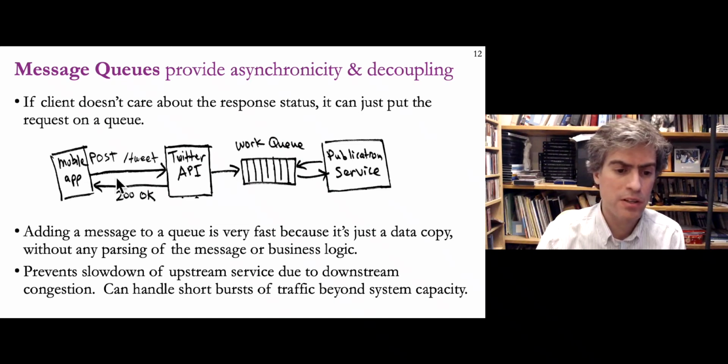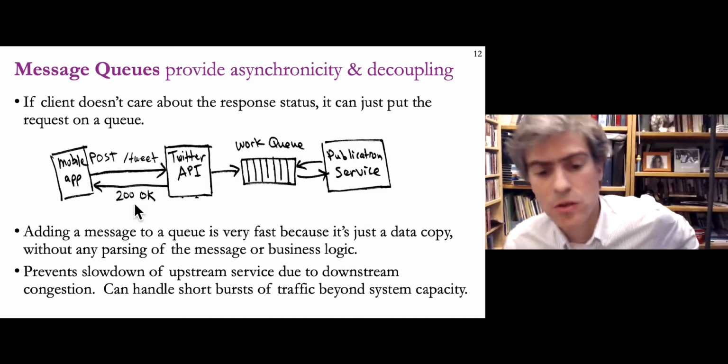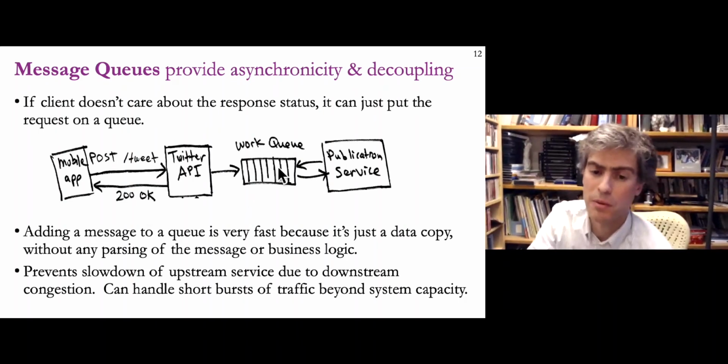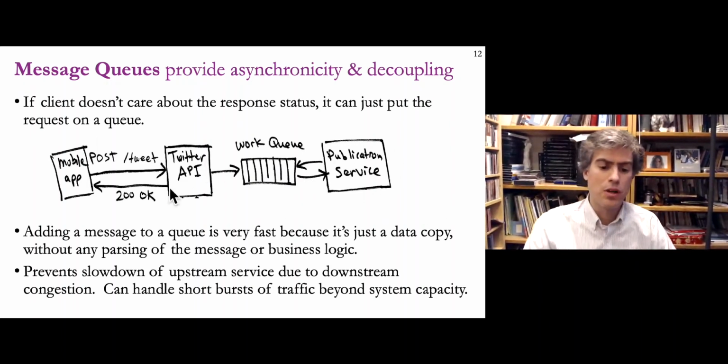Okay, so the benefit of this, like I said, is that it allows this post to proceed quickly, even though there's a lot of work that might need to happen for that tweet to really be published. We can decouple the slowness downstream from the user upstream.